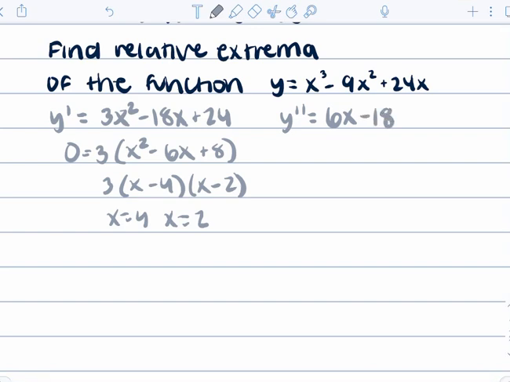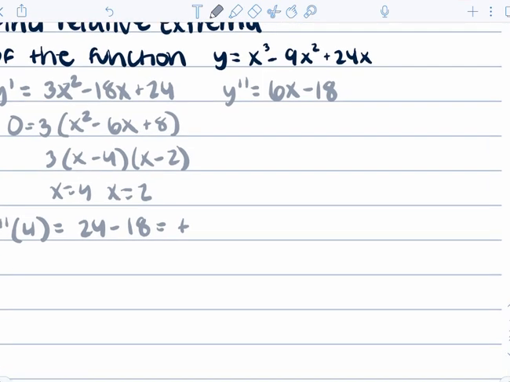And then if the second derivative of, say, 4 equals 24 minus 18, which is a positive number. So we don't need to know what the actual value is. We just need to know if it's positive or negative. So that means that it is a minimum because the second derivative of x is greater than 0.